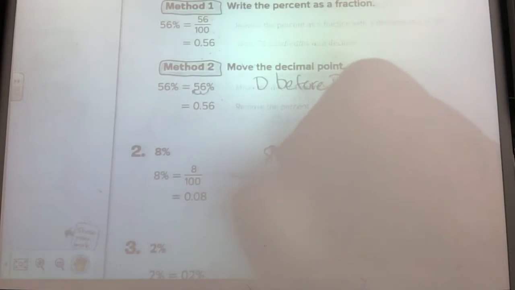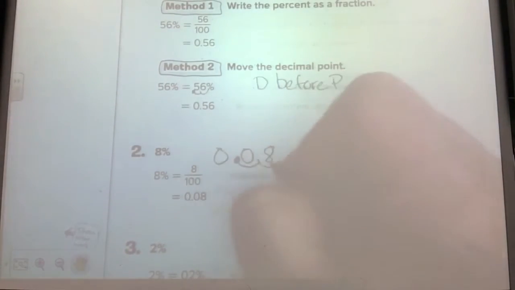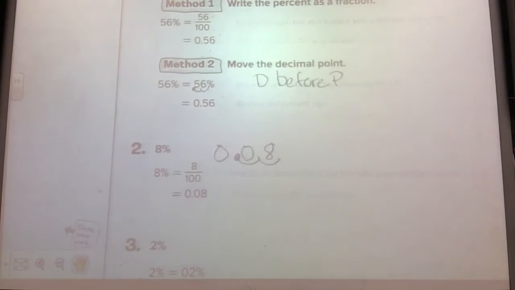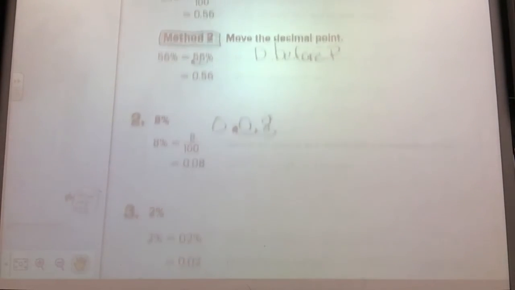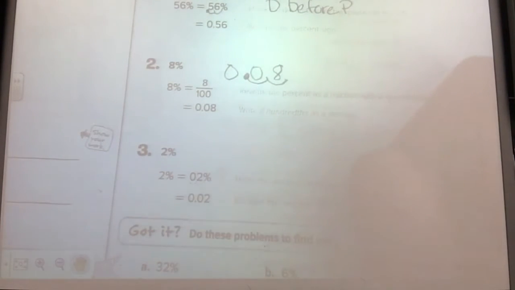Now, if you have something like this, 8%, write your 8. 8 would be over here. Again, percent, you want to go to a decimal, 1, 2. Don't have anything there, what do you fill in with? 0. So this would be 0.08. Okay, 2%. You got a P all the way over here. You want to get to a D. 1, 2. Fill it in with a 0.